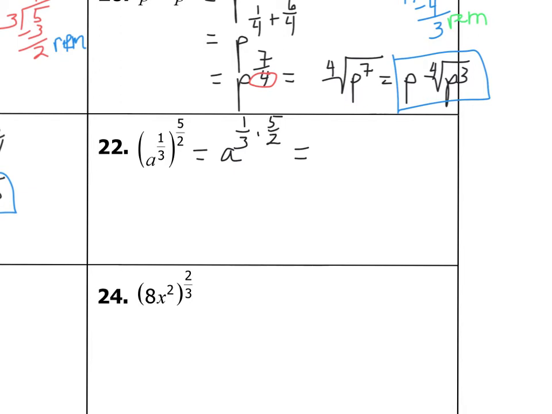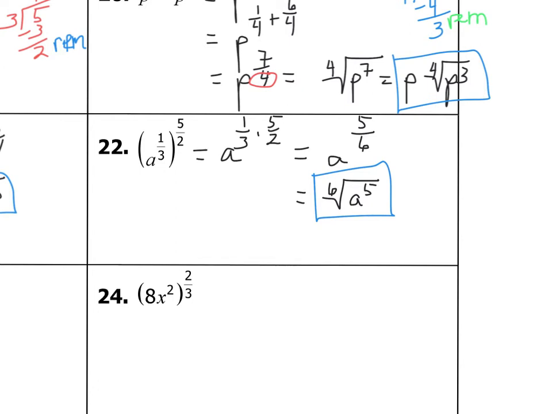So multiply across. 1 times 5 is 5. So I get a to the 5th over 3 times 2 is 6. The nice thing is 6 does not divide into 5. So when we convert this, we will not have to simplify. So 6 is our index. So the 6th root of a to the 5th. And again, that 6 became our index. If you cover it up, you should see a to the 5th, which becomes your radicand. And so this is our answer for that one.